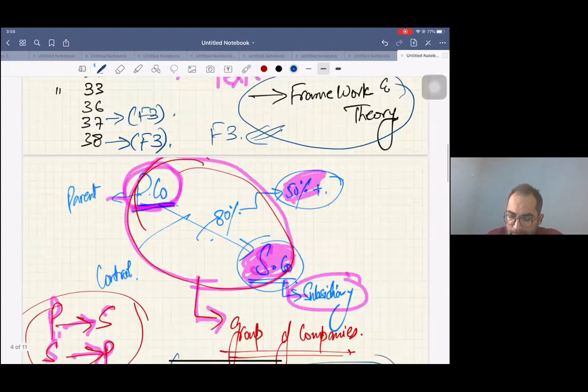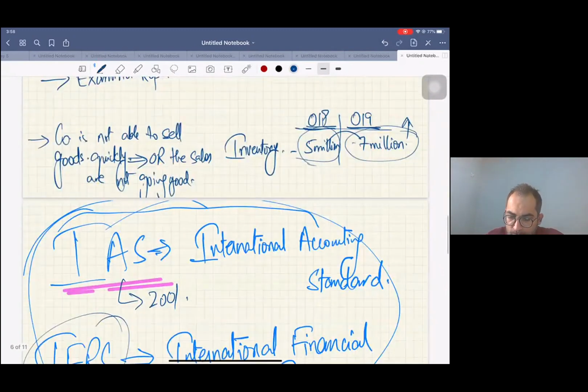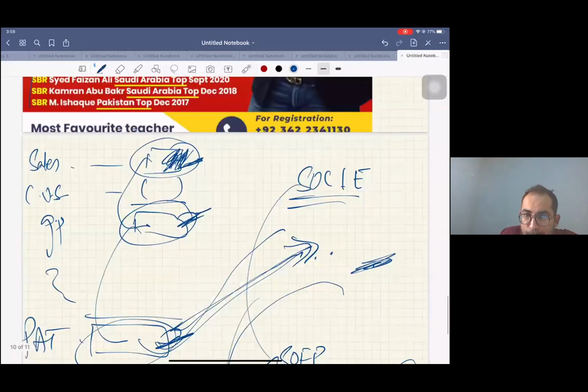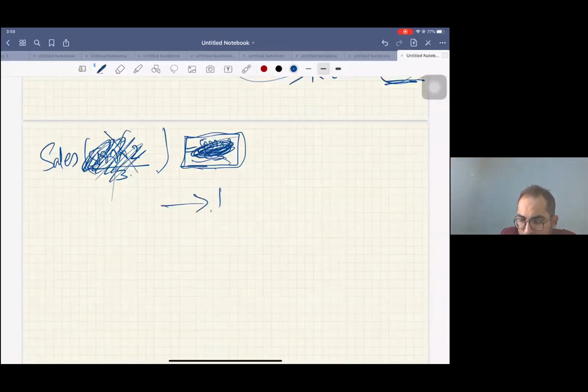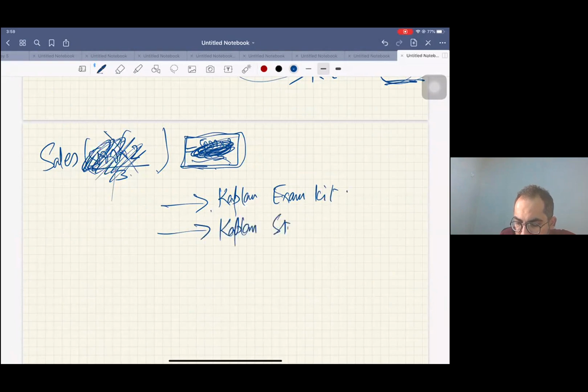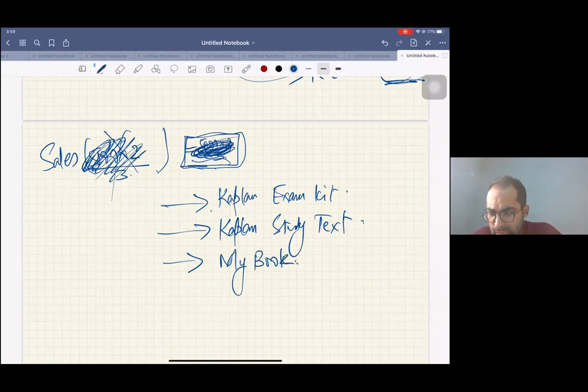Okay, so now let me finally summarize the documents which you must have for the class. By Kaplan, exam kit number 1, and Kaplan study text. And there is one more book, my book, which I'll provide you guys in the form of handouts, that's my responsibility. But you need to buy these two, Kaplan exam kit and Kaplan study text.